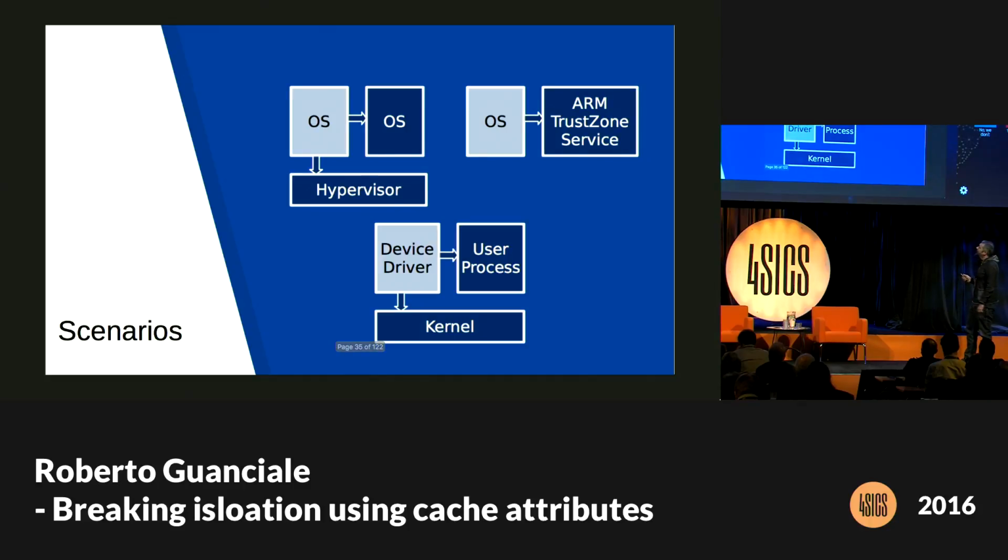Or you can have a device driver that has been compromised, let's say the device driver of Qualcomm, then trying to attack a microkernel. So in all these cases, the attacker is powerful enough to set up the cacheability attribute of its own virtual memory. So how can we ensure that the attacker does not raise this incoherent cache behavior?